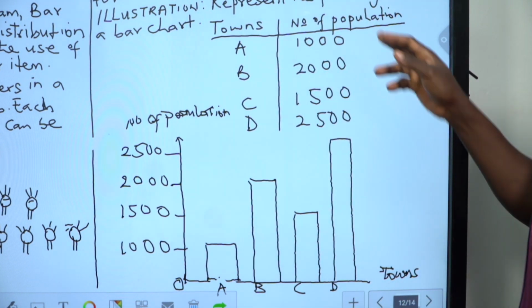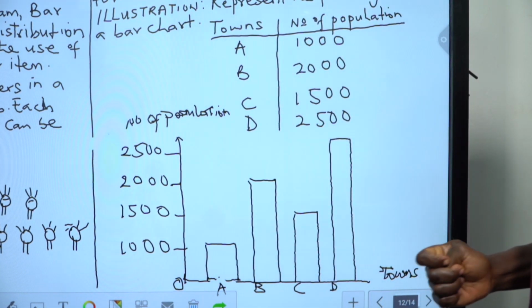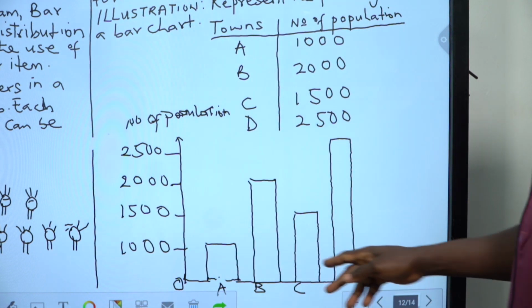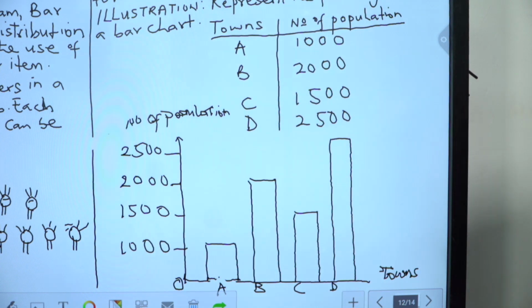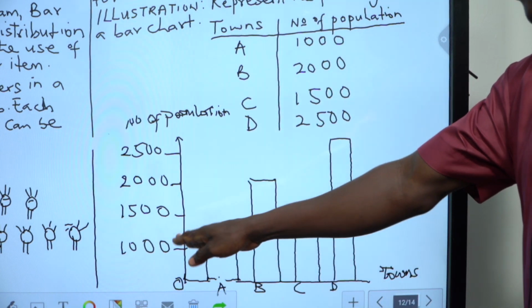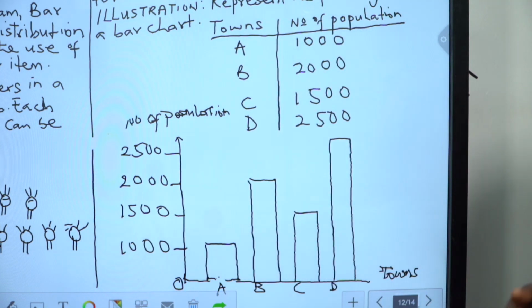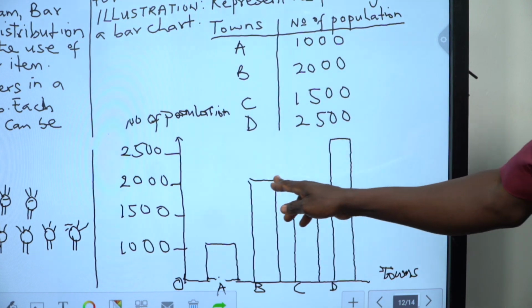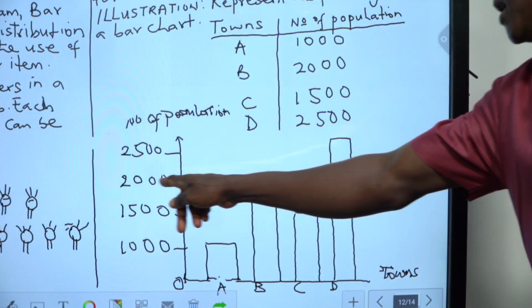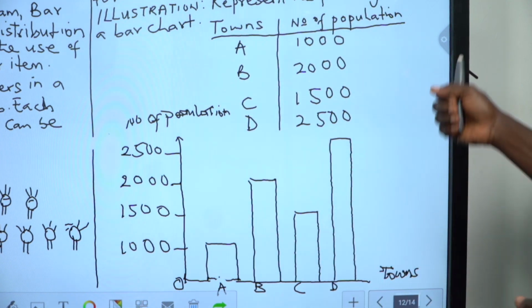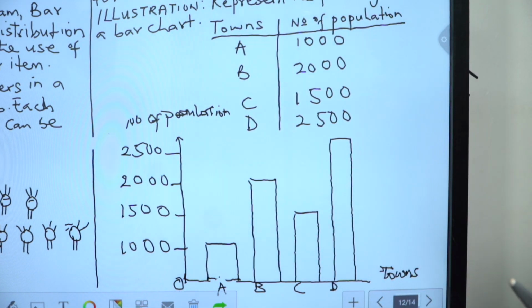So, because town A is 1,000, I will now draw a small rectangle that will correspond to that number, which is 1,000. Which means here now I have represented 1,000 population in a bar chart. If you look at B, it is 2,000. If you look at my diagram, it corresponds to the line 2,000. Likewise, C and D.